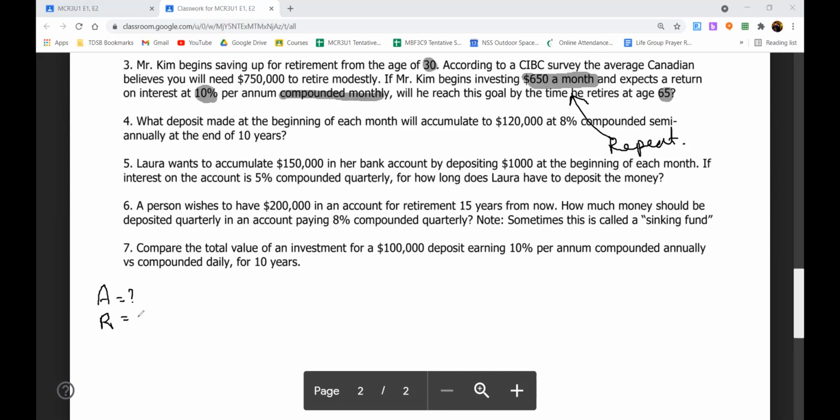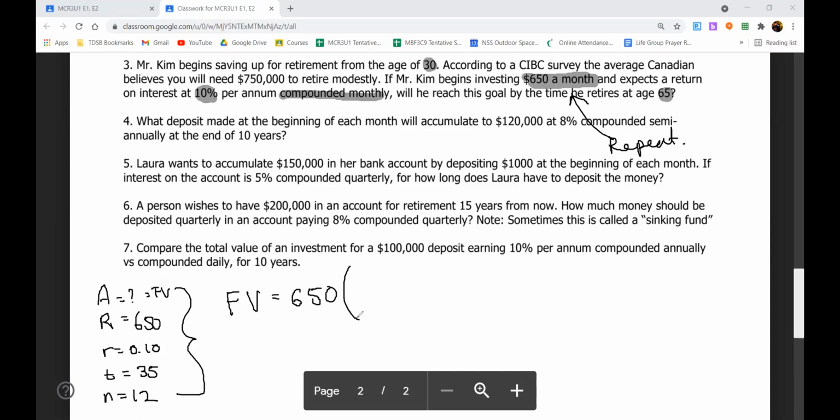My recurring, notice I'm not using the p-value, I'm not using principal. There's no such thing as principal here. My recurring payment is 650. My rate is 0.10. The amount of time that I have is 35 years, and I'm doing this every month. Let's put this together. Oh, this is also future value. My future value is 650, open bracket, 1 plus 0.10 divided by 12, to the power of 35 times 12, minus 1, close bracket, divided by 0.10 divided by 12.